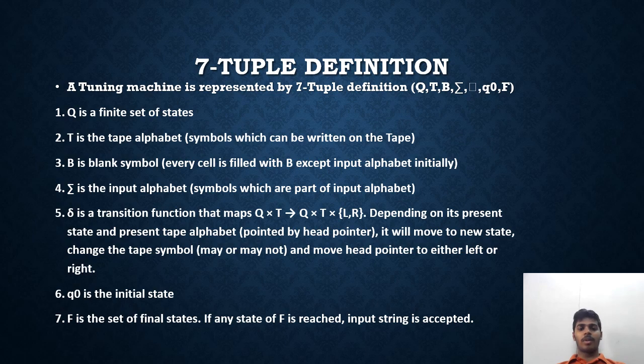T is the tape alphabet. The tape alphabet is generally given by capital T, the symbols which can be written on the tape. Capital B is the blank symbol, as I have said already, and sigma is the input alphabet.